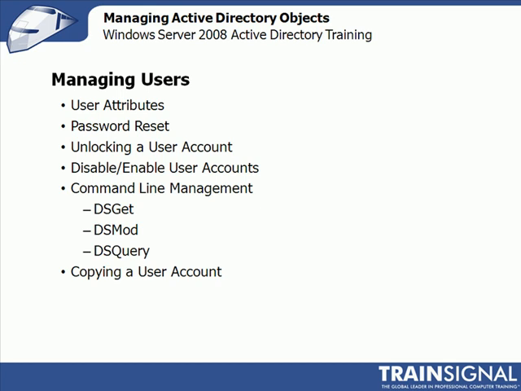I'm also going to show you a little bit more when it comes to command line management. We've learned so far about DS add, DS move, and DS RM for remove. Well, now I'm going to show you 3 other commands called DS get, which is where you can get or find out certain attributes about an object. I'll show you DS mod, which is for modifying the attributes of an object, and DS query, which is where you can return certain objects based upon search criteria. And then the last thing I will show you is how to copy a user account.